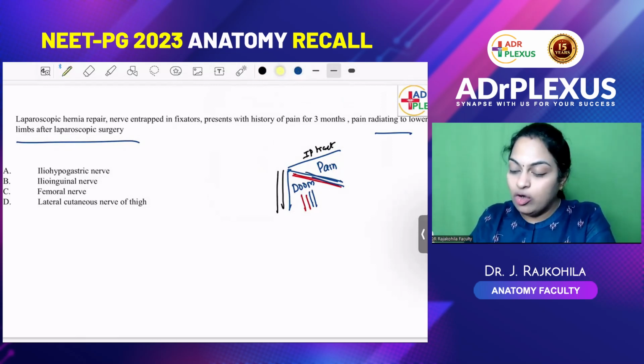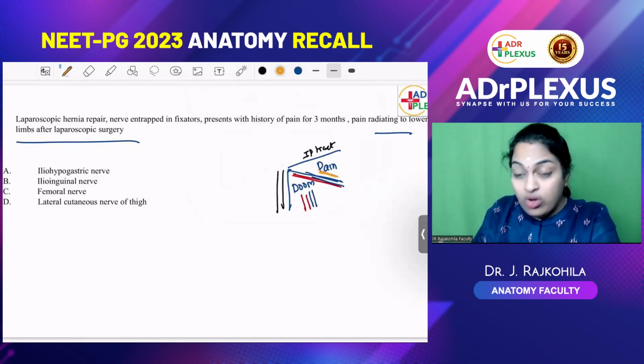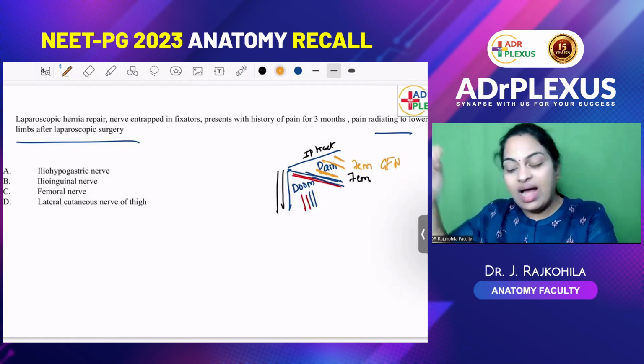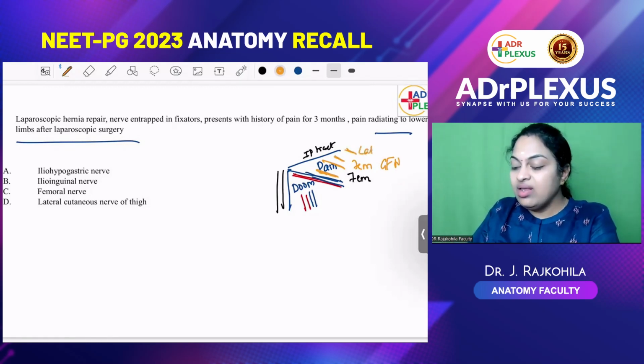And what about the triangle of pain? Why is it called the triangle of pain? There are a lot of nerves running through it. What are the nerves there? The femoral nerve itself, the femoral branch of the genitofemoral nerve, the anterior femoral cutaneous nerve of thigh, and more laterally, we have the lateral cutaneous nerve of thigh.